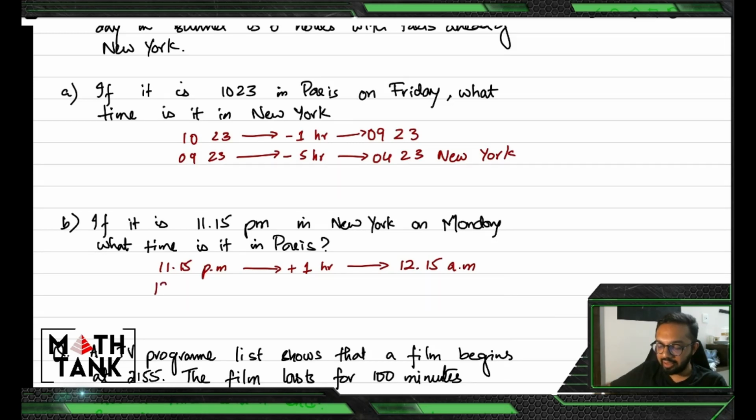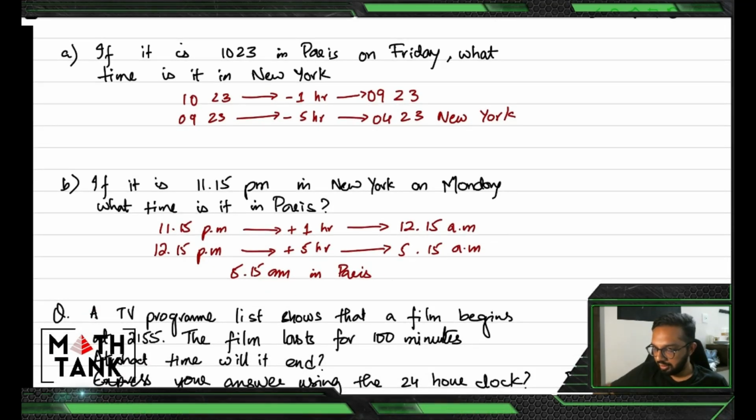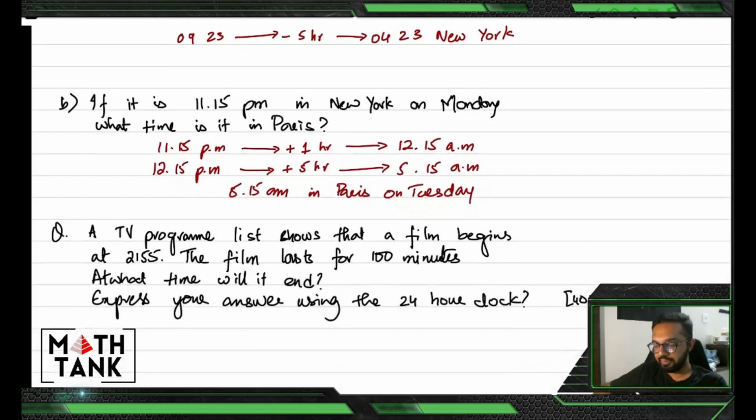I need to add another 5 hours to it. Now adding in a 12-hour clock is a little tricky. If I add 5 more hours, it restarts and becomes 5:15 AM. So it's 5:15 AM in Paris on Tuesday. It's no longer Monday in Paris, it's Tuesday in Paris. Okay.